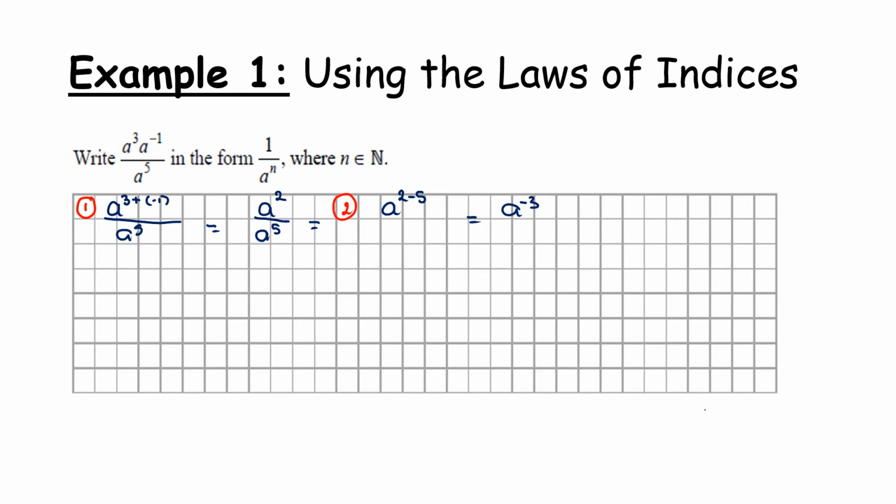So we now have a to the power of minus 3, and in this case we're going to use law 5. And law 5 states that if we have a to a negative power, we can do 1 over a and the power then becomes positive. And we have worked it through. So we now have it in the form of 1 over a to the power of n, where n is a natural number, and in our case n is 3.